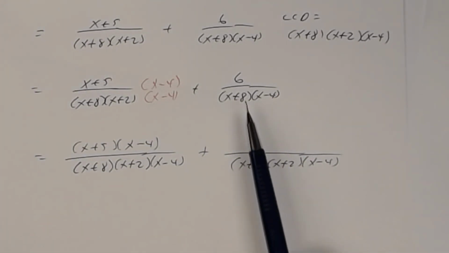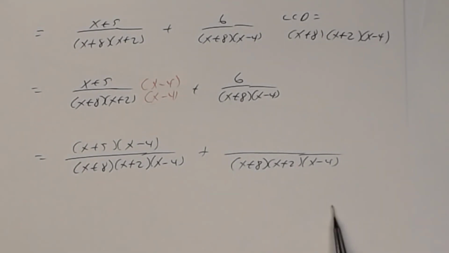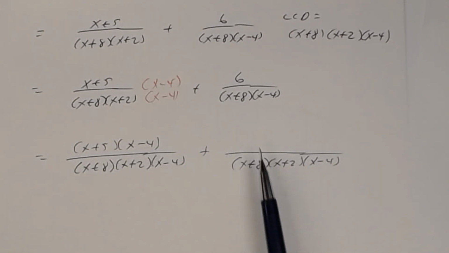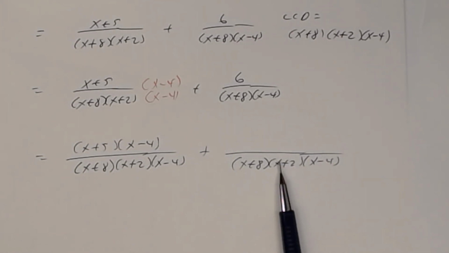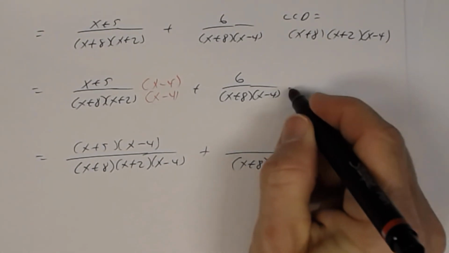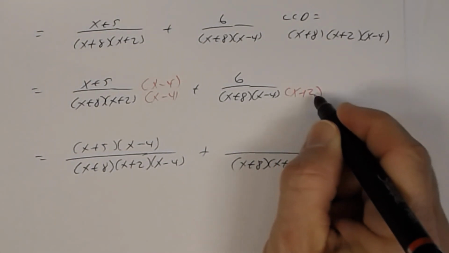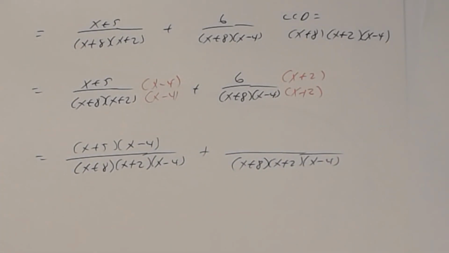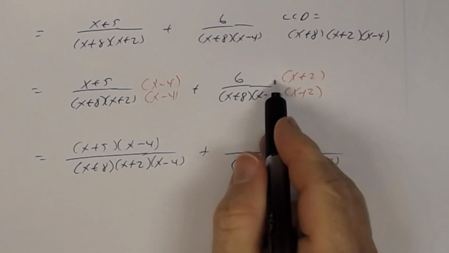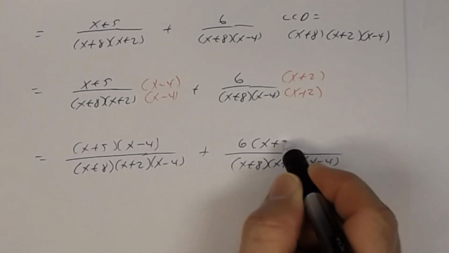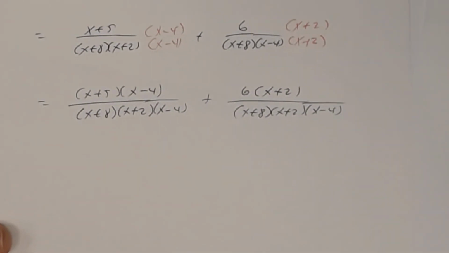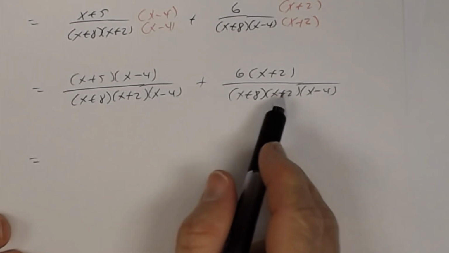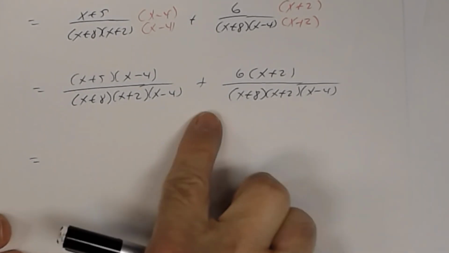Then let's look at this one. For this rational expression, you wanted an equivalent rational expression with these factors in the denominator. You have the x plus 8, you have the x minus 4, you're missing the x plus 2. So you're going to multiply this denominator by x plus 2, and what you multiply the denominator by, you have to multiply the numerator by. Now we rewrite this numerator using this product, 6 times x plus 2. Now remember, always leave the denominator in factored form.